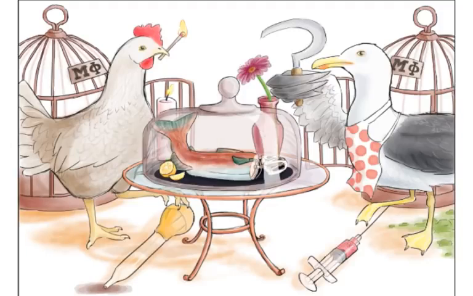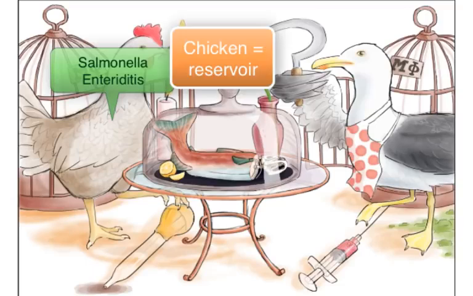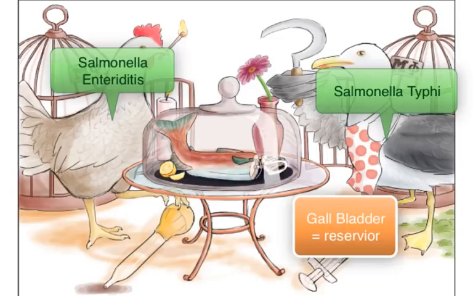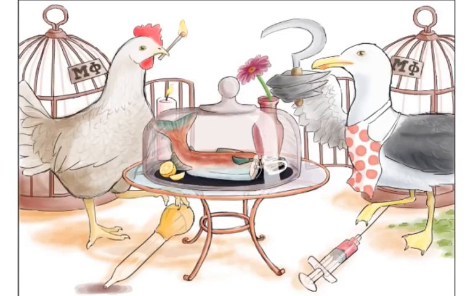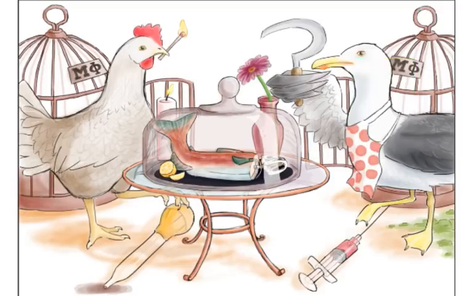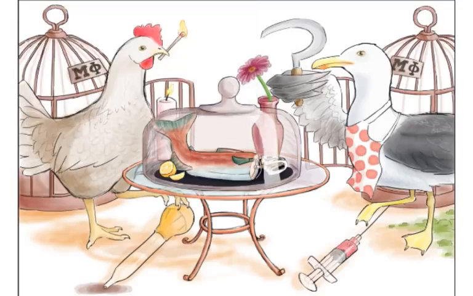labile. On the left, the chicken will represent Salmonella enteritidis. It's also the reservoir. On the right, we have the seagull for Salmonella typhi, seagull for gallbladder, which is the reservoir. The apron serves a dual purpose. It reminds us of Typhoid Mary the chef and the rose spots seen in typhoid fever. The seagull's holding the sickle above the fish bones to remind us of osteomyelitis in sickle cell patients. And we have the pea soup droppings for pea soup diarrhea.